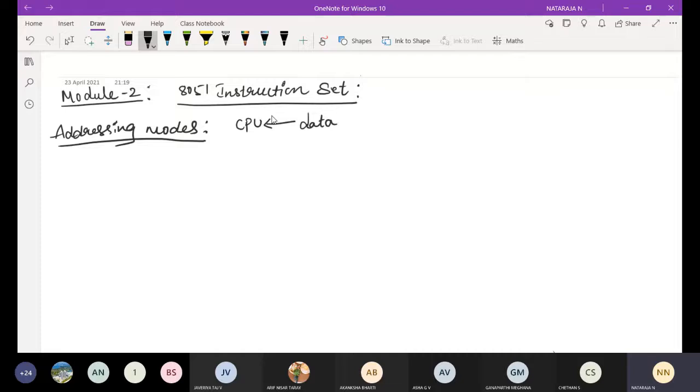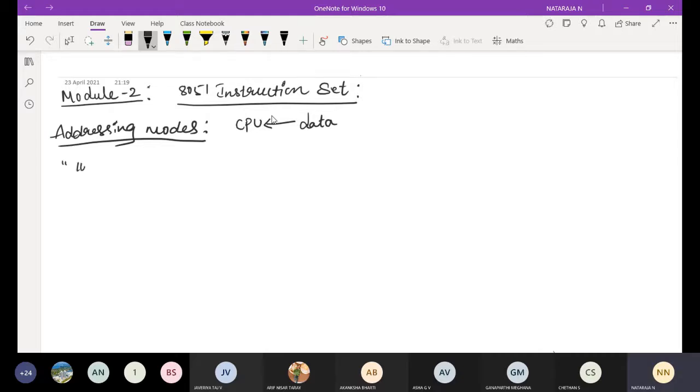First point, the data can be either in a register, or in memory, or it may be an immediate value that we are going to access for the CPU. Then the various ways of accessing data, that we can call an addressing mode. The various ways of accessing the data. Take the definition for addressing mode.